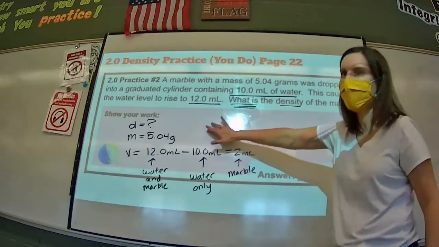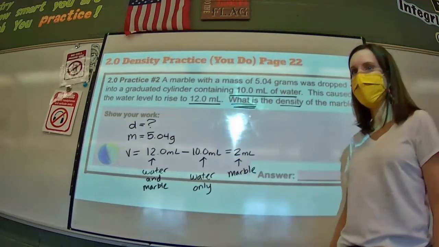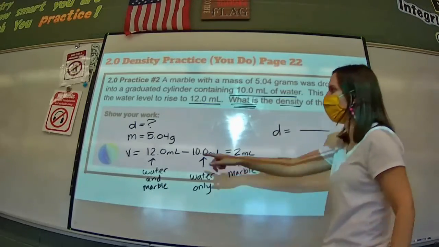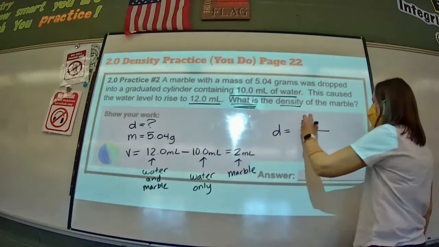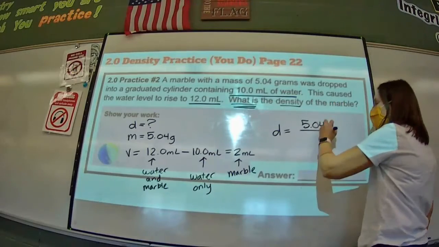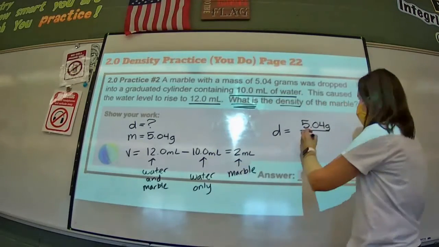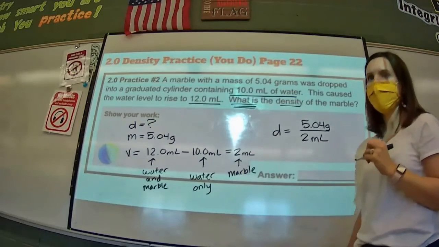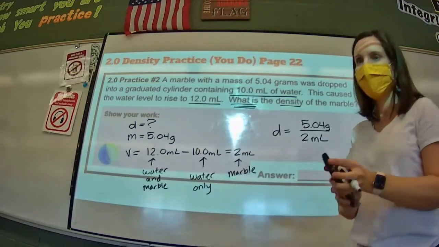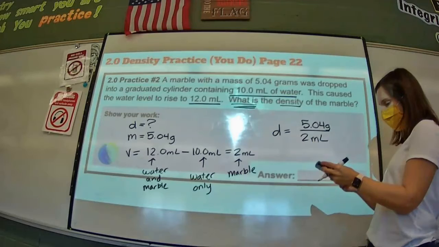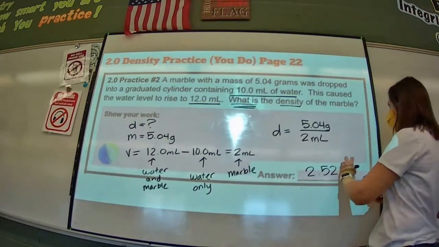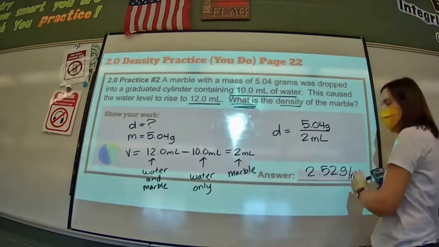So now I've got my mass, I've got my volume. All I have to do is put these numbers into my equation. So density is equal to my mass, which is 5.04 grams, divided by my volume, which is going to be 2 milliliters. Okay? So now all I have to do is type this into my calculator. So 5.04 divided by 2, and we get 2.52 grams per milliliter.